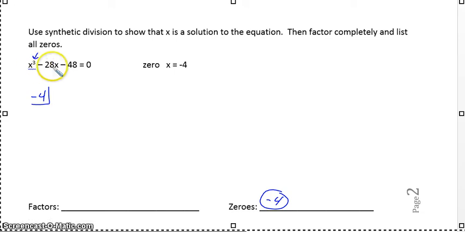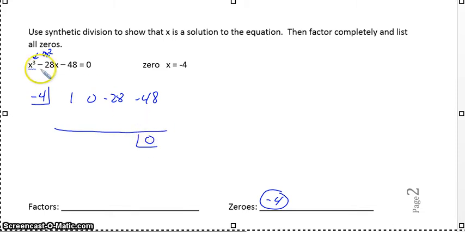And then we want to go through and list out our coefficients. So our first one is x to the third, which is a coefficient of 1. Then notice I'm missing the x squared term, so I've got to add a 0, then negative 28, and then negative 48. Now, if this is a 0, it means when I do synthetic division, I should get a remainder of 0. If I don't get that remainder of 0, I know that I didn't do my synthetic division right. So let's check it to see if I do get that.